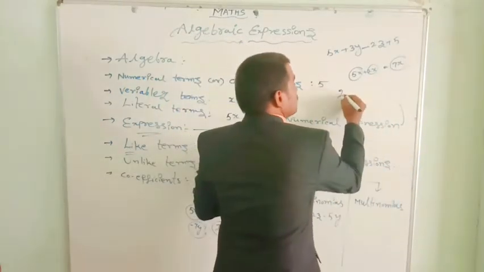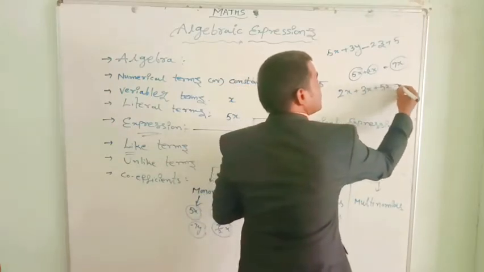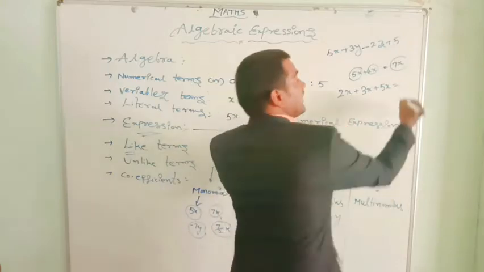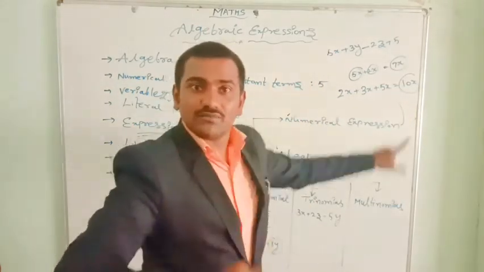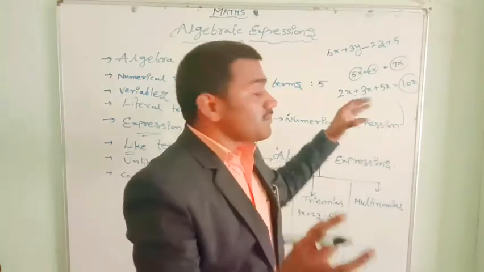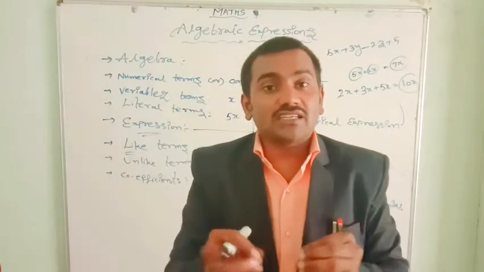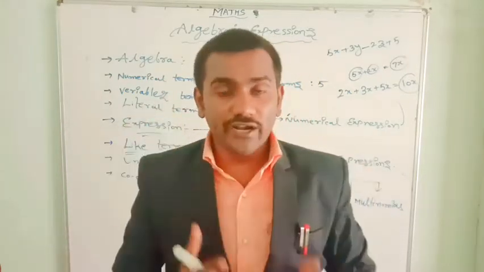See, 2x plus 3x plus 5x is now 10x. It is not three terms. It is a single term that is equal to 10x. We can simplify that. Simplifications, adding, subtraction, multiplication, division, we can learn in the next video.